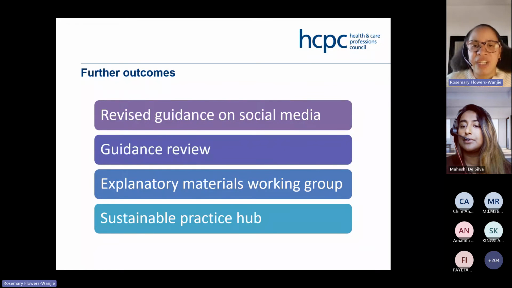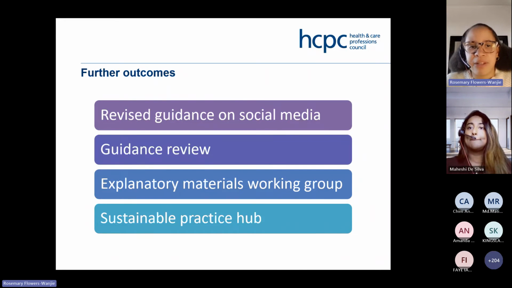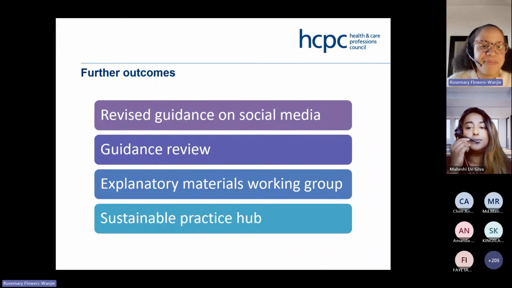In addition to these changes, we've also made changes to our guidance on social media that sits alongside the standards. We're also beginning to review the remaining pieces of guidance that sit under the standards, and we're working with our explanatory materials working group to create more explanatory materials for the standards. In response to our consultation question on sustainability, we've committed to creating a sustainable practice hub. I'll go into a little bit more detail about some of these commitments later in the session. Before I do that, let's explore the 5 key themes to the changes that we have made to the standards.